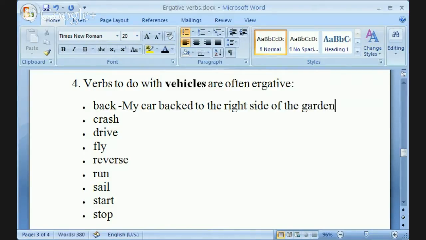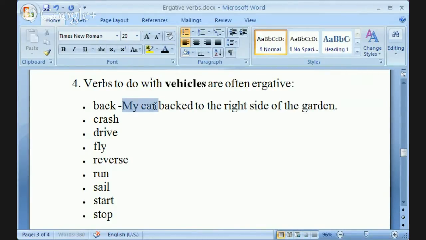What are you doing with your car in the garden? I think Vu's not a very good driver. Keeping your car out of the garden there, buddy.